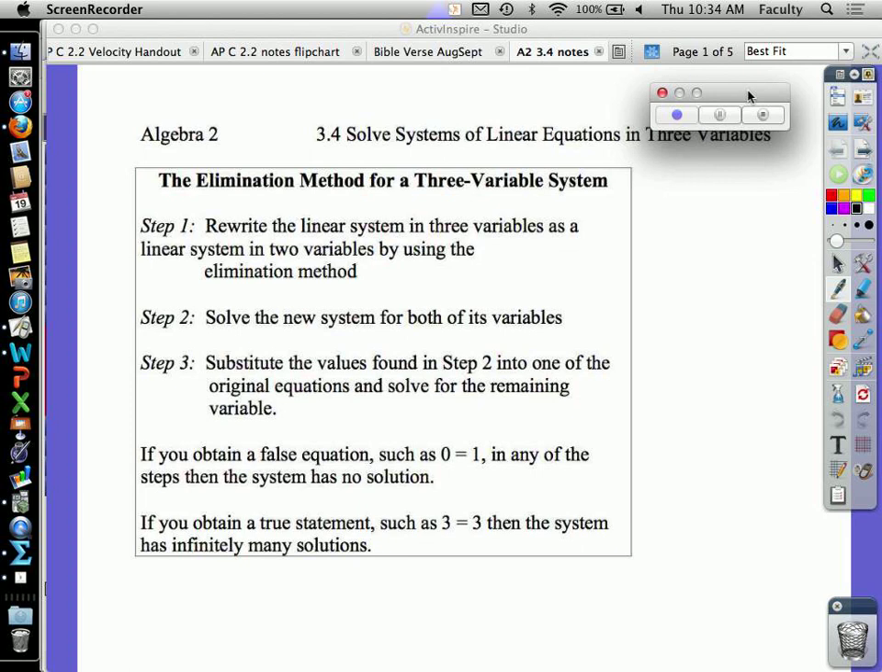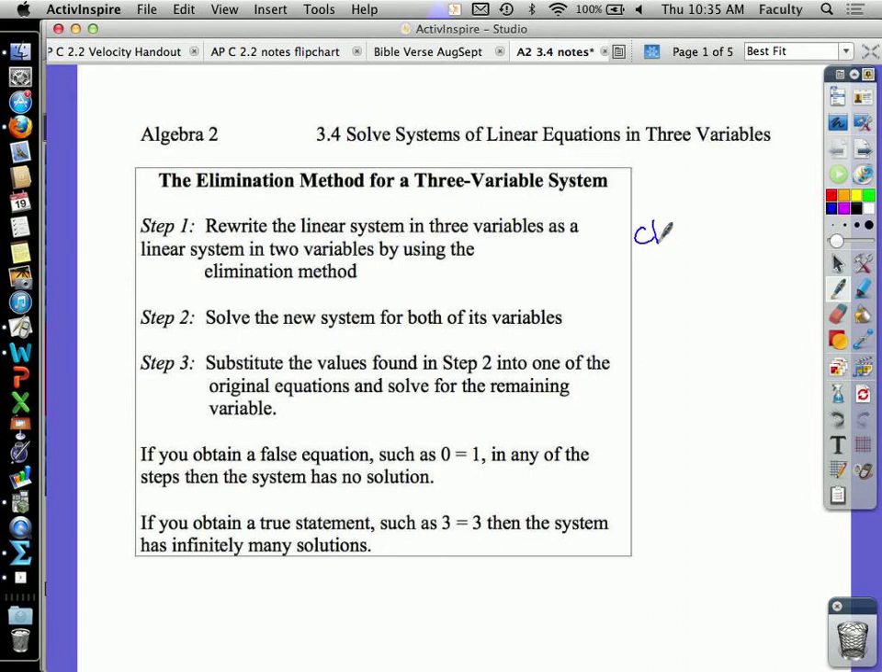In section 3.4, we're going to now work on solving a system of equations that has 3 variables and 3 unknowns. I've given you these steps, but I want to break it down into an even easier way.